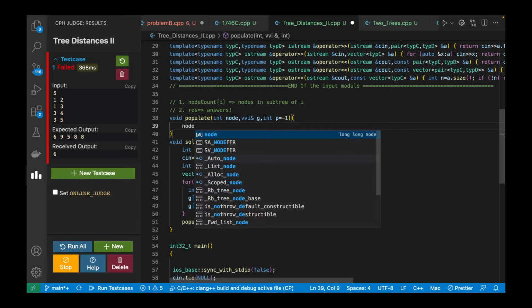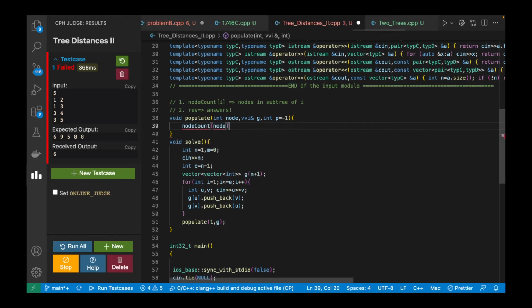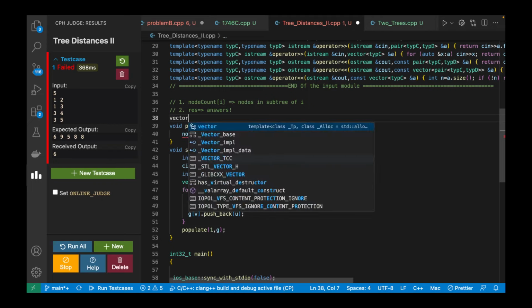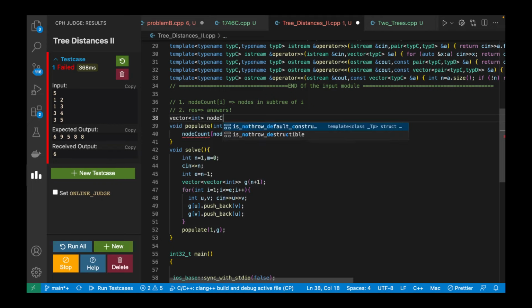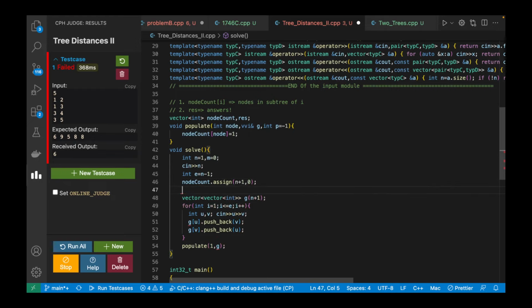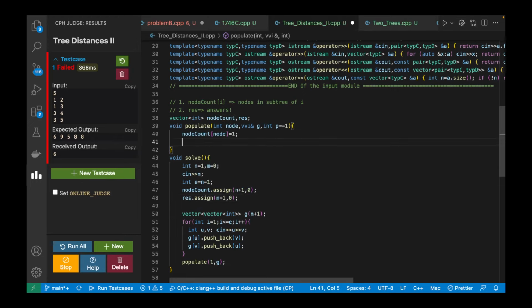But before starting, can I do something with the node count? I know that the current node is always a part of the current subtree, so let's mark it as 1 because its size has to be 1. Also, let's take the vectors. I'll have the vector node count. The other vector is res, and also give them sizes. So node count dot assign n+1, and the default value is 0. The same would be for res.